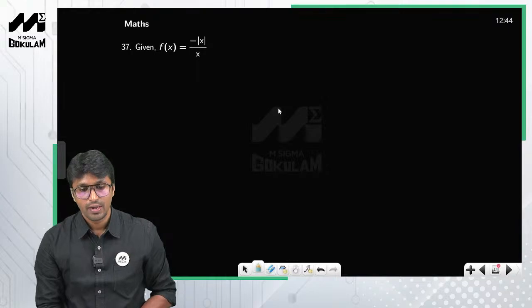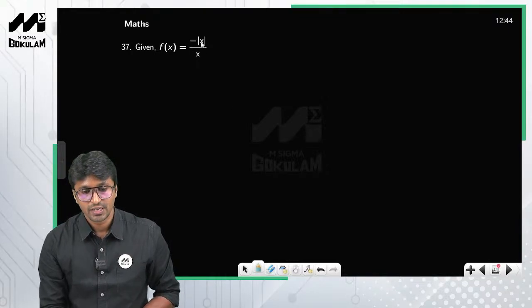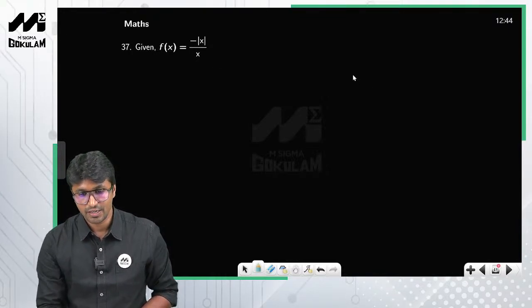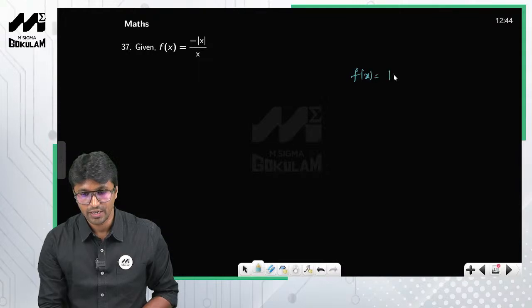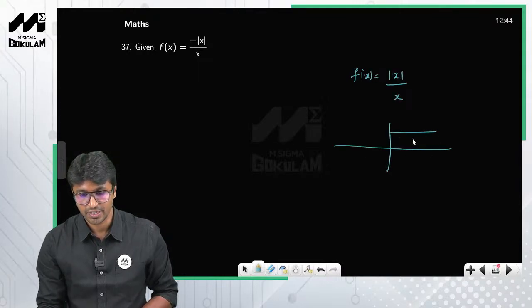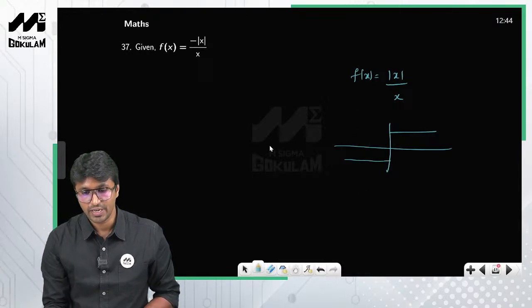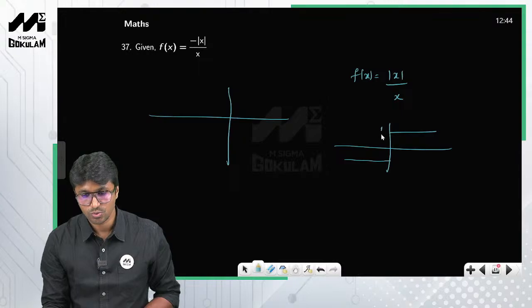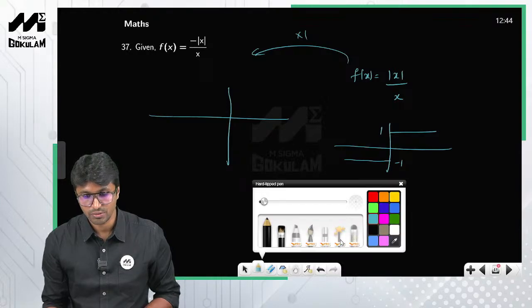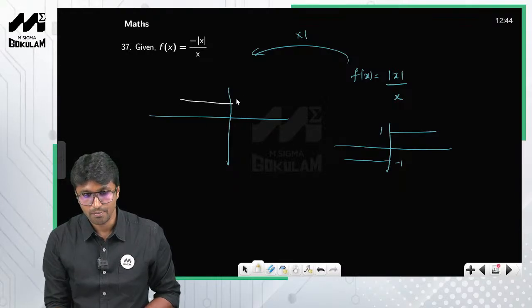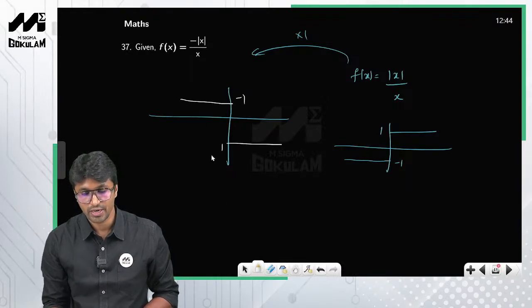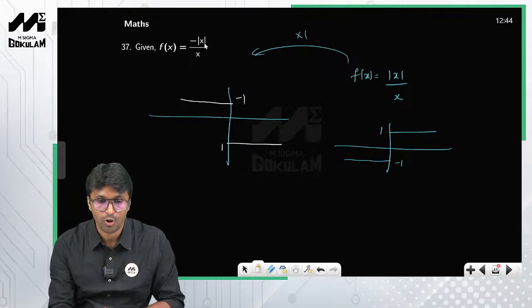So look at this one. f of x is equal to minus modulus of x by x. Listen, in signals and systems we have already learned that magnitude of x by x is nothing but the signum function, right? Now if you multiply this with a negative sign, what do you get here? This is 1 and this is minus 1, right? So you are multiplying this with minus 1, so what is it that you get? This will be minus 1 and this is 1, right? He is asking you to plot this particular function.